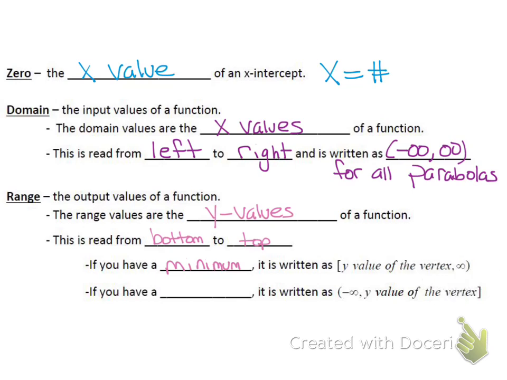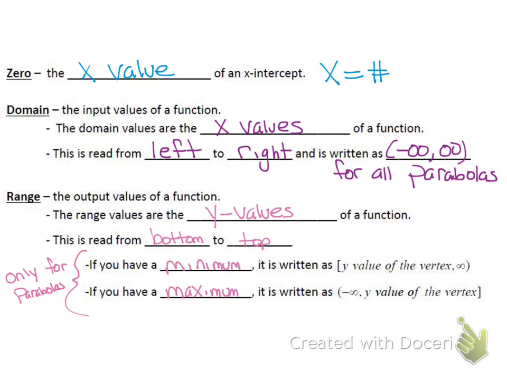value of the vertex. Notice the value itself has a bracket because it is included, and the infinity always has that parenthesis. If you have a maximum, it's going to be reversed, this time negative infinity to y value, again with the parenthesis and the bracket. Notice I also added the note here, this is only for parabolas.